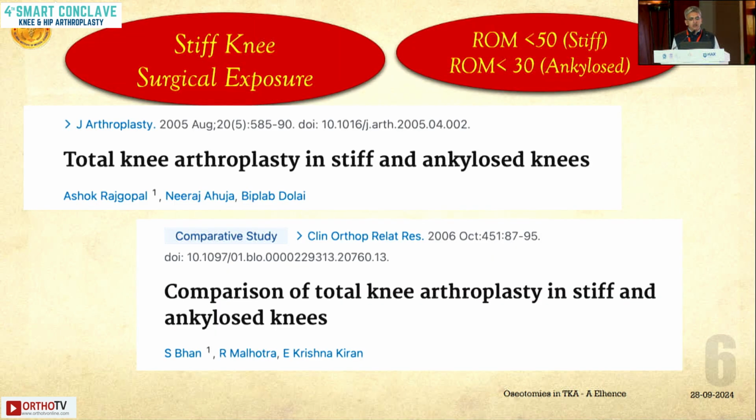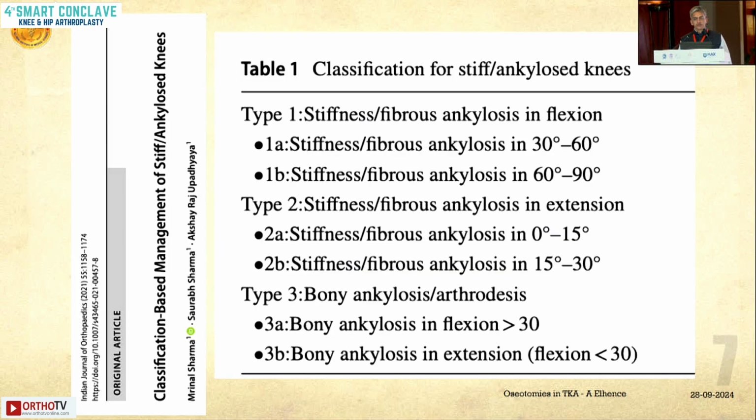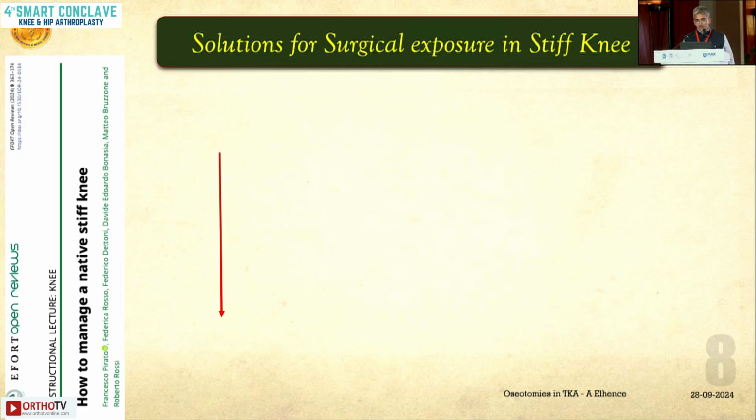So the tibial tubercle osteotomy, a lot has already been explained by Raj, makes my job easier. So the basic thing is to understand what is stiff. So less than 50 degrees range of motion is stiff, less than 30 degrees is ankylosed. India has a lot of very, very good peer-reviewed literature, and Mrinal has actually given a classification of stiff and ankylosed knees and basically defined whether the stiffness is in flexion, whether it is in extension, and what happens when the knee has very limited range of motion of less than 30 degrees.